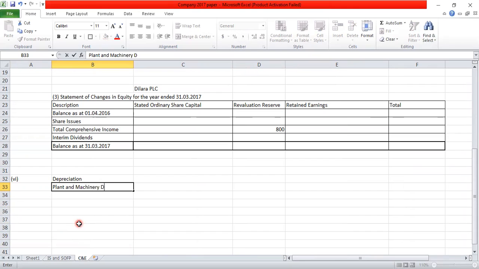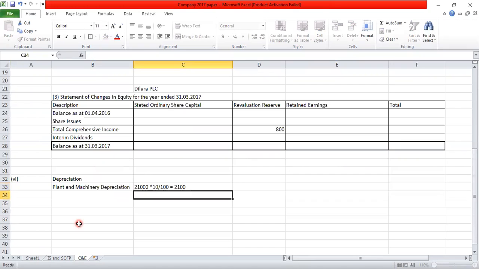Depreciation. How much is plant and machinery depreciation? It is 21,000, so the depreciation is 10%. I've said in the sum 10%; 10 divided by 100 is 10%. They give you 2,100 depreciation.